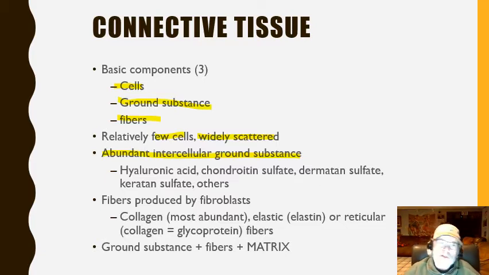Some of the common things we see in matrix: one thing's called hyaluronic acid. If you watch commercials that talk about moisturizing creams that make wrinkles go away and add more moisture to your skin, well, that's because of hyaluronic acid. Hyaluronic acid basically allows the tissues and the cells to retain water. So it's basically for moisturizing, lubrication, and keeping the cells in a moist environment.